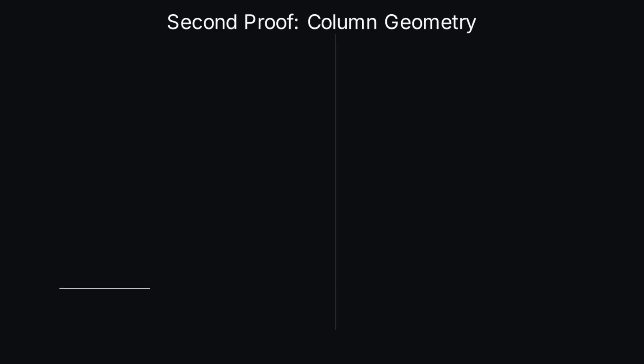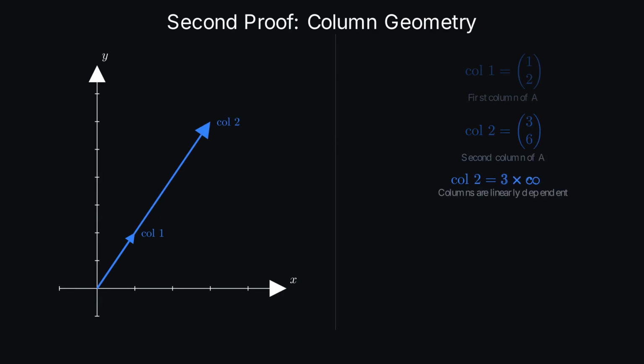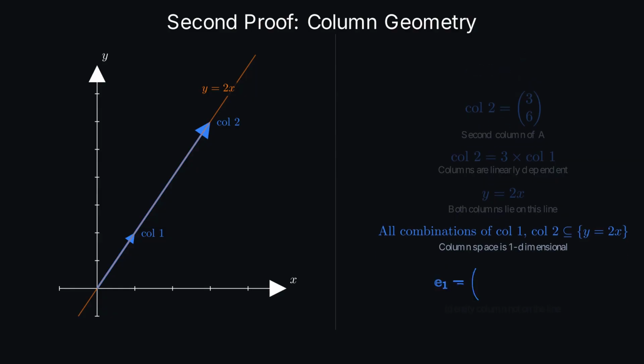Second proof, column geometry. The columns of A are the vectors (1, 2) and (3, 6). Notice that (3, 6) is simply 3 times (1, 2). Both columns point along the same line through the origin. The line y equals 2x. Now here's the key insight. Any product A times B produces columns that are linear combinations of A's columns. Since all of A's columns lie on a single line, every combination also stays on that same line.